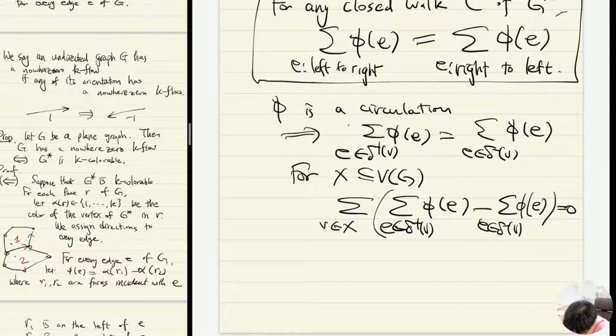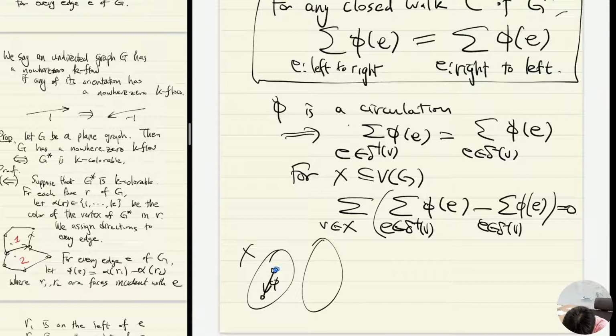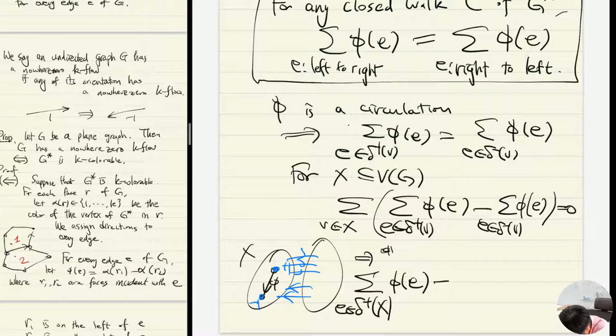Now let's look at this equation. What's happening? You have set X outside. For every edge inside, the value of phi is added once and then subtracted once. So they cancel each other. So what ends up is only those edges are counted. So this implies the sum of the edges going out of the set is equal to the sum of edges going into the set.